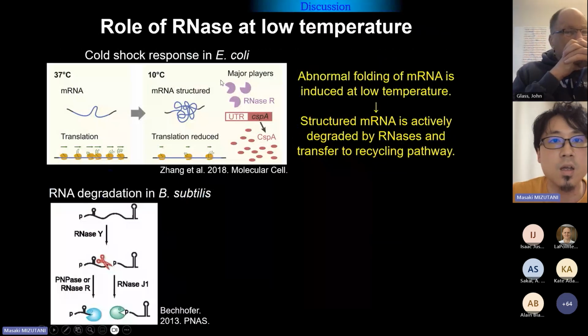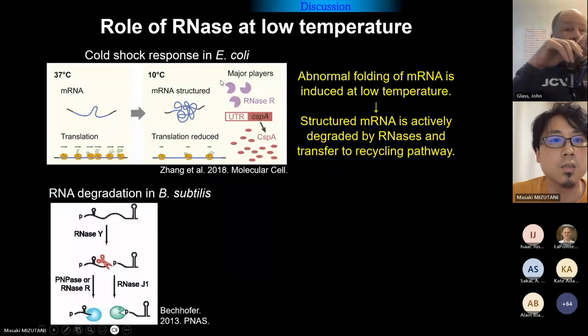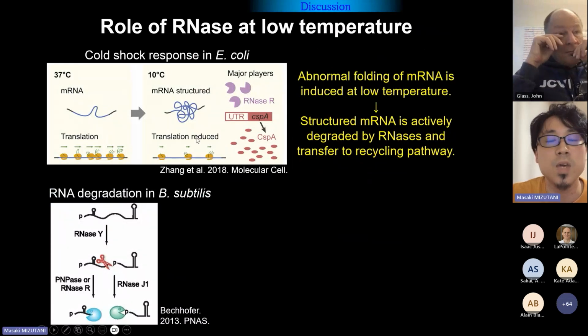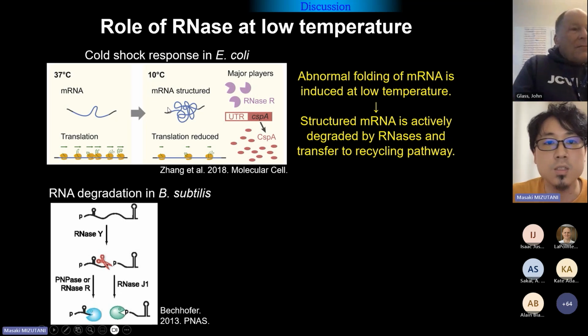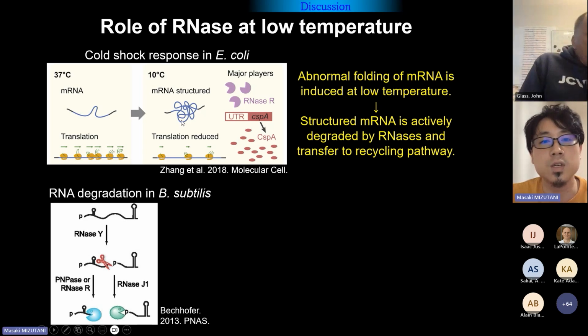The first is the RNAs, because this is the well-known mechanism of cold shock response in E. coli. When we put the cell at low temperature, first the messenger RNA folds into an abnormal secondary structure, and it causes failed translation. So the cell should actively degrade the misfolded messenger RNA and transfer it to the nucleotide recycling pathway.